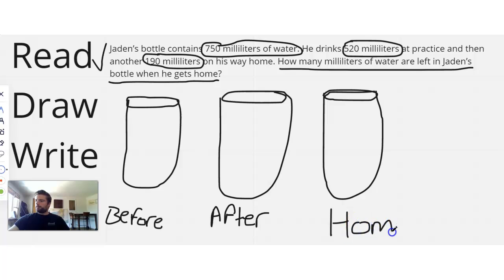And what we really want to know is how many milliliters of water are left in the bottle when Jaden gets home. And so that mystery number that we want to find out, we're going to label with a W. Okay? Because remember, we can use a letter to represent an unknown number that we're trying to find out. So then we look, before practice, how much did Jaden have in his water bottle? And we have that number. Jaden's bottle contains 750 milliliters of water. Okay? So this is 750.